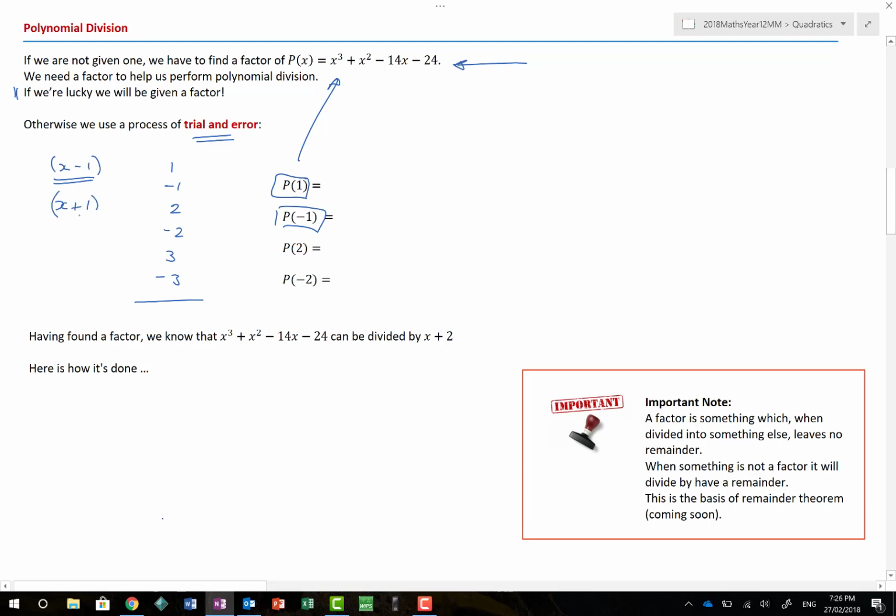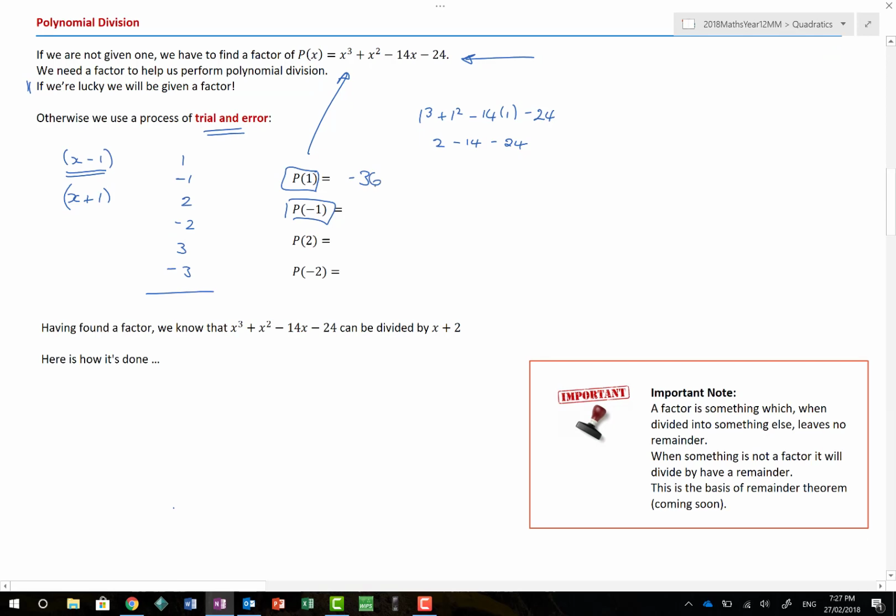So when we put 1 into this equation, we get 1 cubed plus 1 squared minus 14 times 1 minus 24. So that's 1 plus 1 is 2 minus 14 minus 24. Wow, what does that work out to be? 2 minus 14 minus 24. Well, minus 36. Well, that's no good. We're looking for the value to be 0. It isn't 0, so that's not a factor.